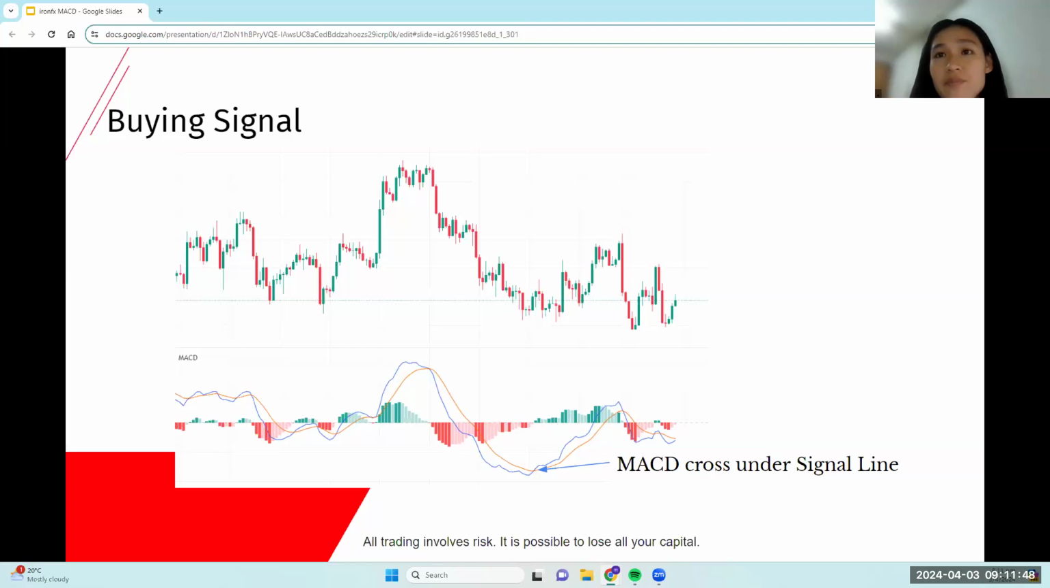Every time you're done with your analysis, you just pull out your MACD indicator and you can see exactly what the indicator is showing you at that point in time. Okay, so this is an example of a buying signal. You can see the MACD line crossing above the signal line, which indicates a bullish signal.